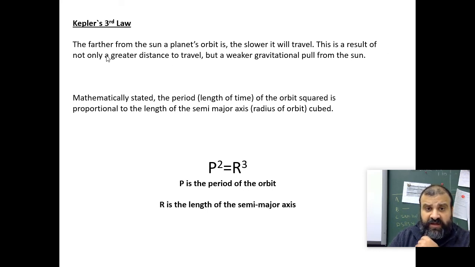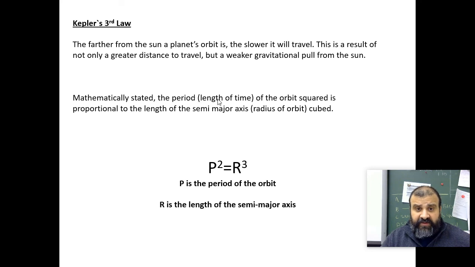This is a result of not only a greater distance to travel, but a weaker gravitational pull from the sun. So the further away you are from the sun, the slower the planet orbits. Not only does it have a larger distance to cover, but there's less gravity acting upon it because it's further away from the sun, so it's moving more slowly.